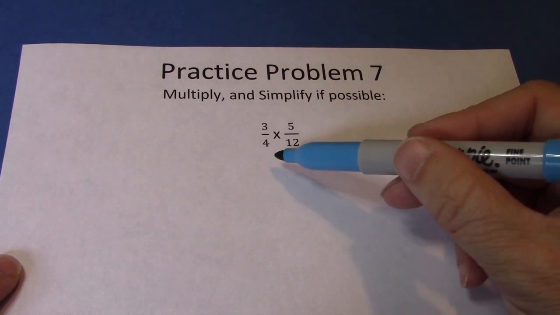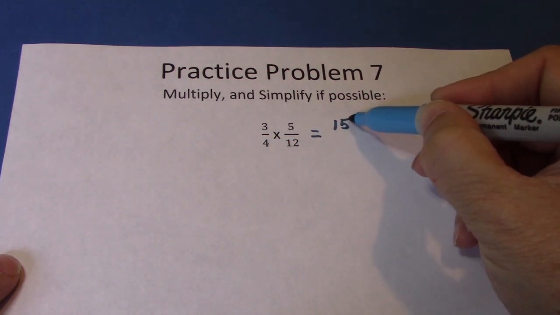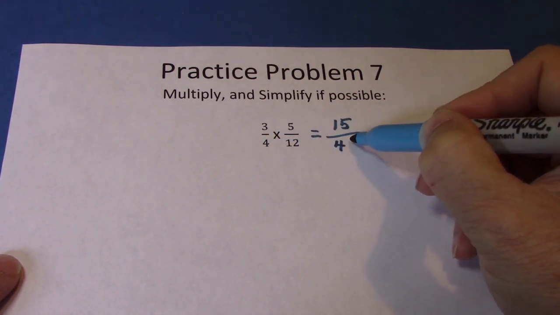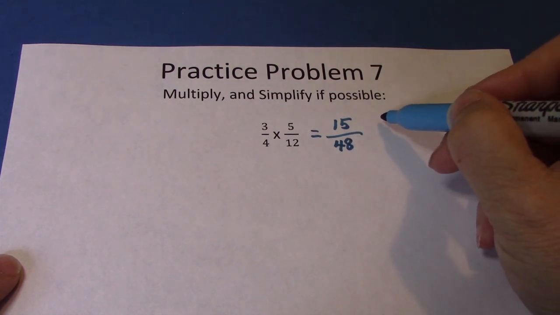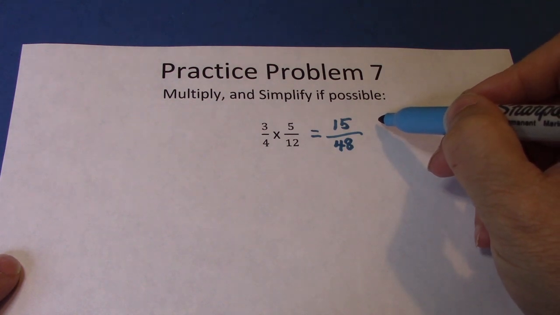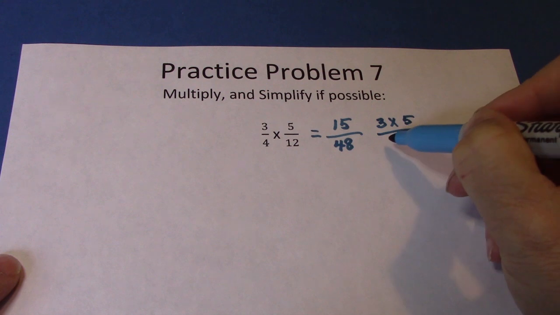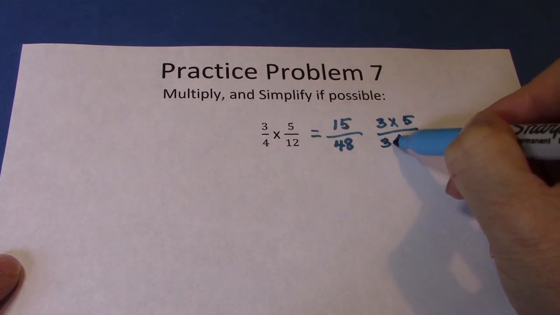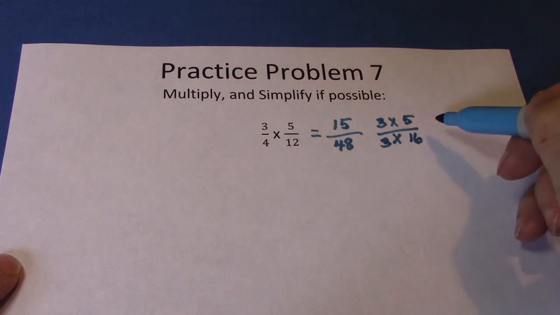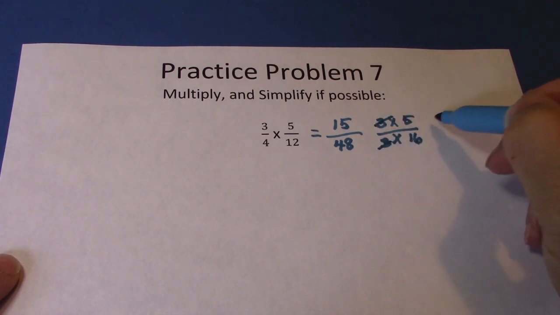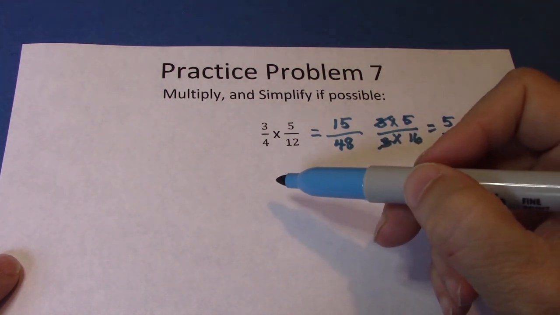Problem 7 asks us again to multiply and simplify. Let's just multiply this first. 3 times 5 is 15. 4 times 12 is 48. But there are some common factors here. In fact, 15 is divisible by 3. That's 3 times 5. And 48 is 3 times 16. So eliminating the top and the bottom, it's 5/16.